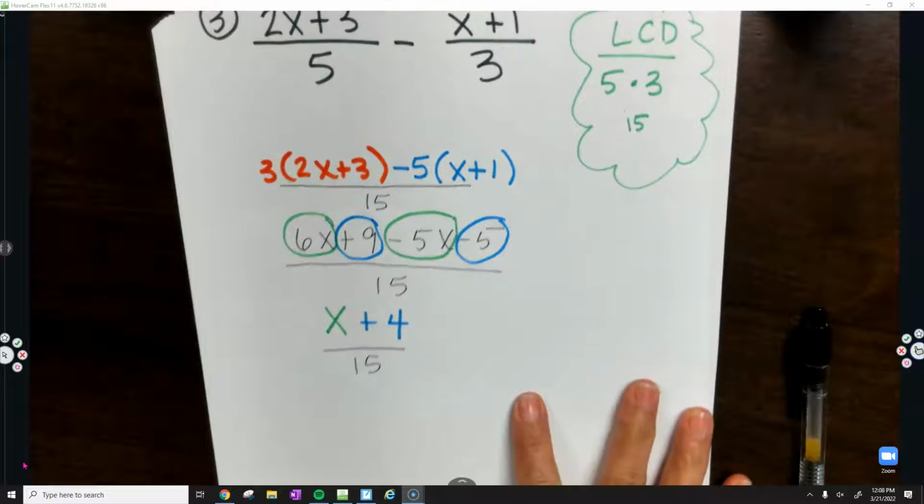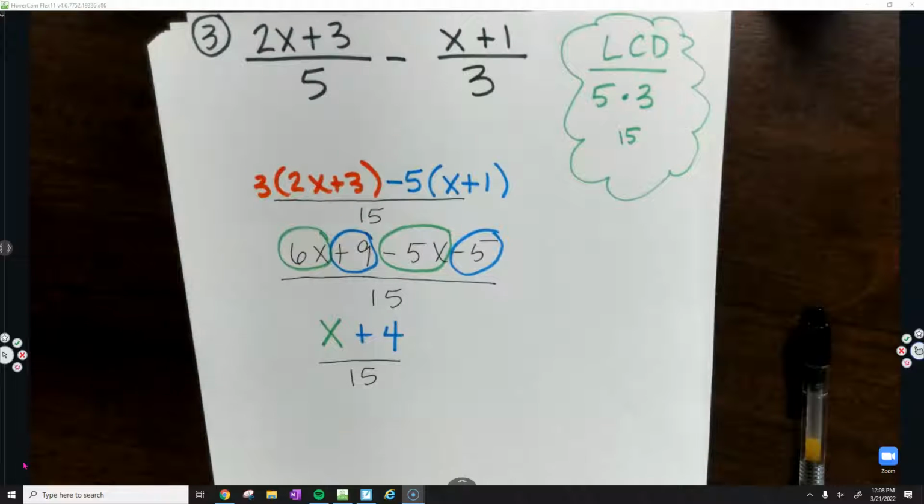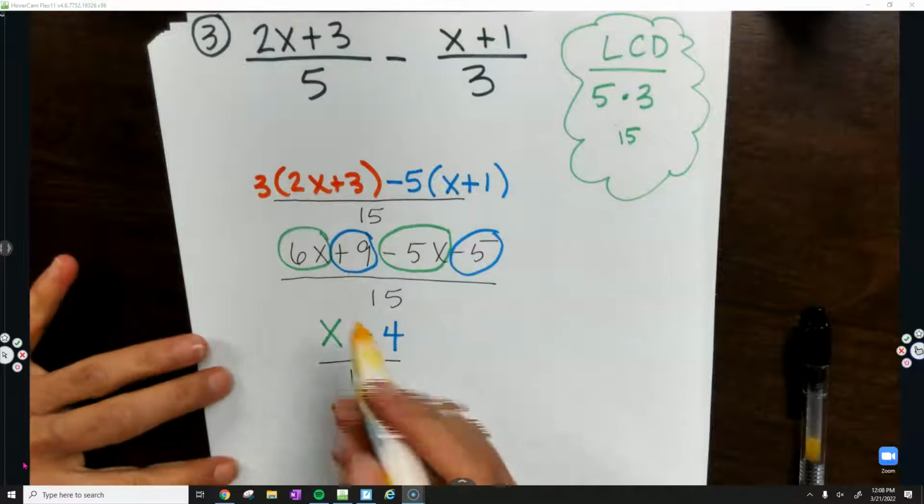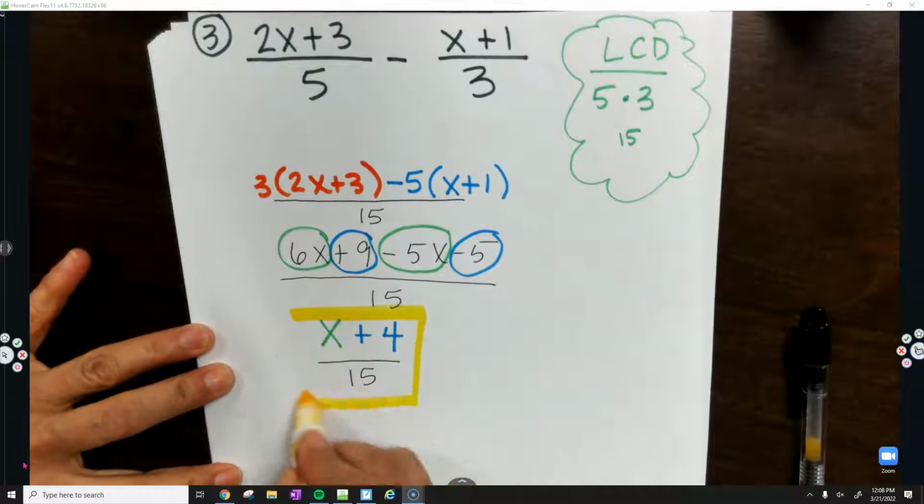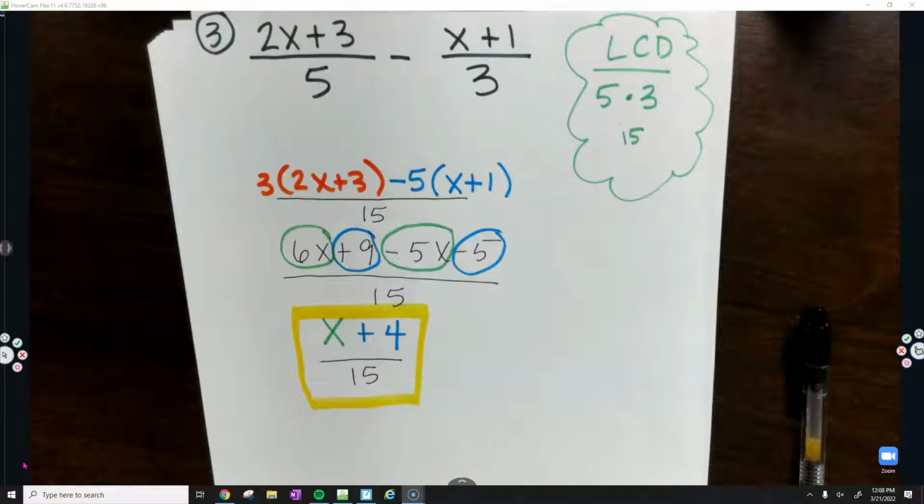And that's it. That is all I can do with that problem. Nothing else simplifies. Nothing else cancels out. So that's it. And remember, we did not have any restrictions because you didn't have any letters in the denominator.